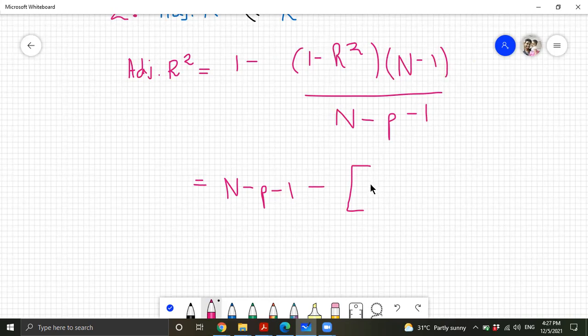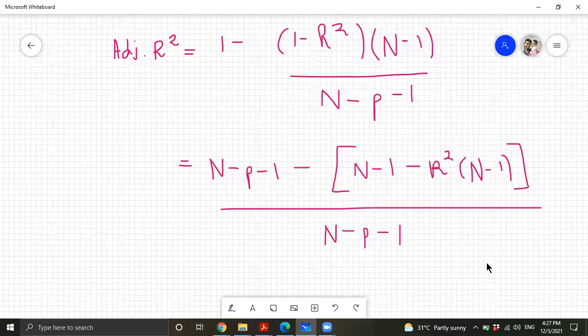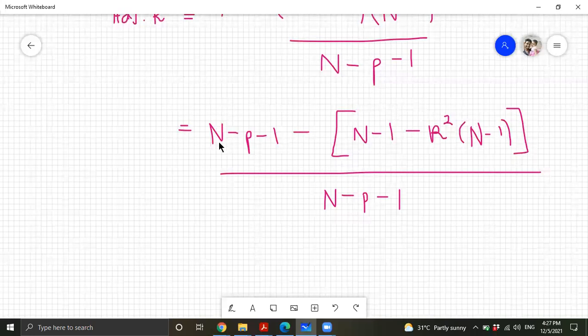So 1 multiplied by n minus 1 will make n minus 1, and minus r squared multiplied by n minus 1. Sorry about my terrible drawing, I'll try to improve my drawing and writing skill. So this will be the next step. It seems that n minus 1 can be cancelled and we can make it easier, right?